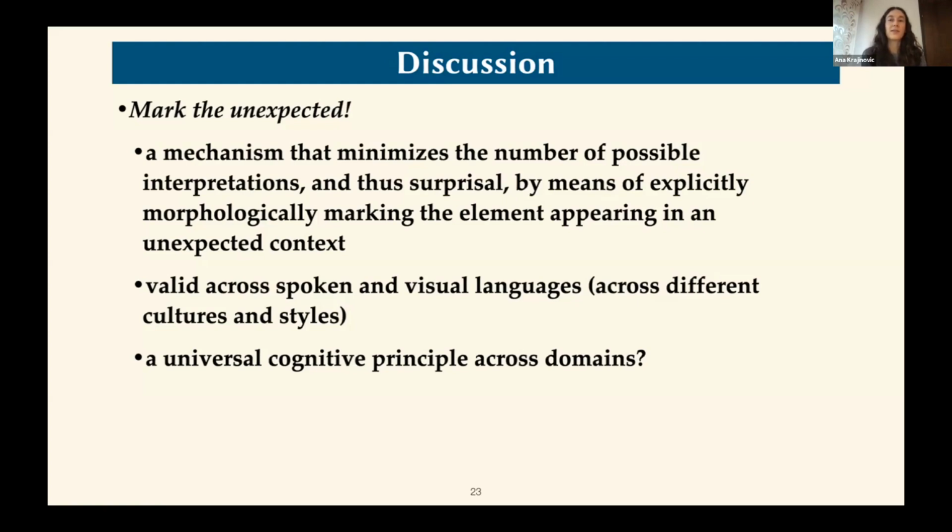And so we believe that this principle is valid across spoken and visual languages, and as we've shown across many different cultures and styles. And we propose it might be a universal cognitive principle across domains.